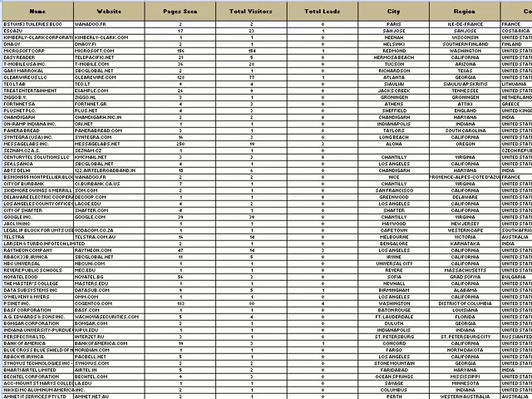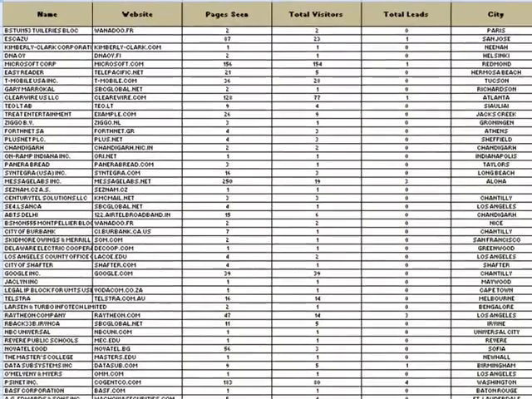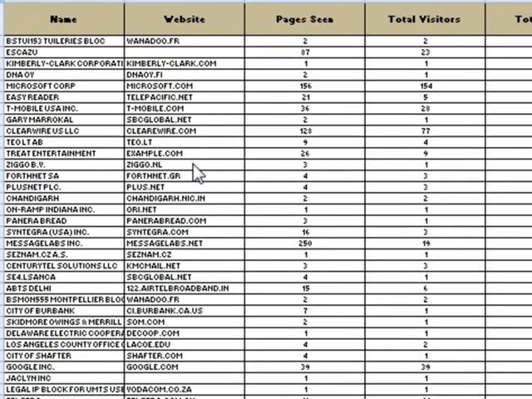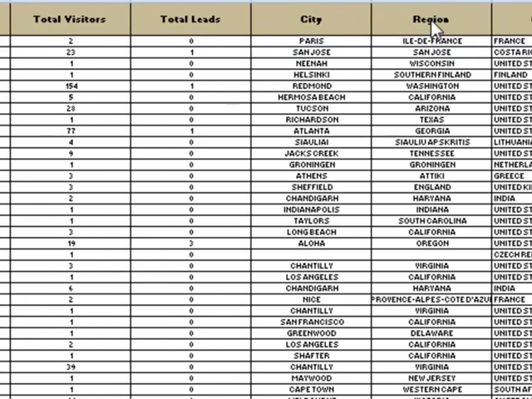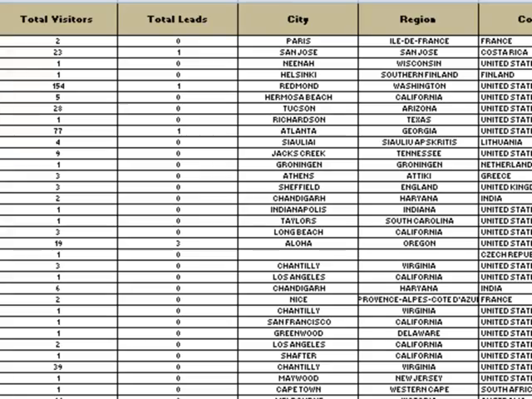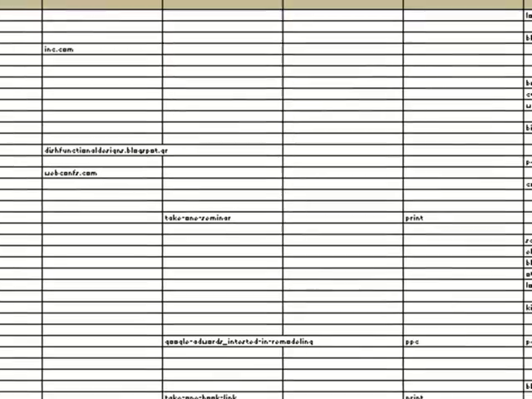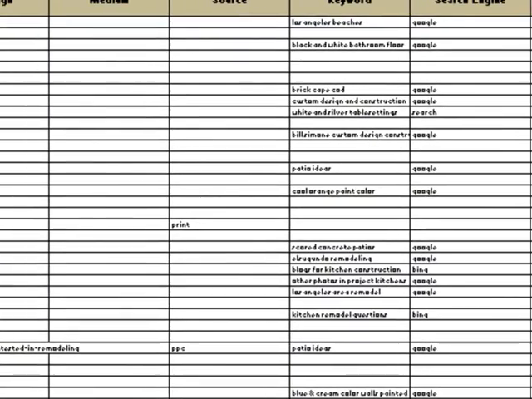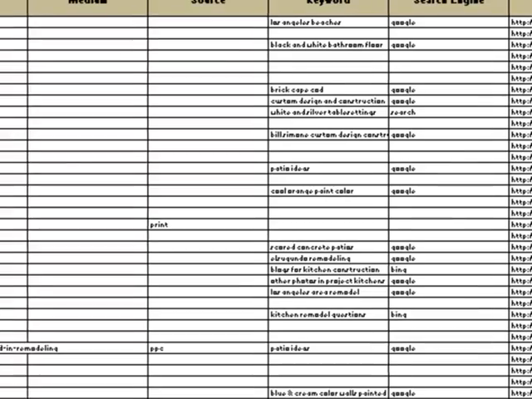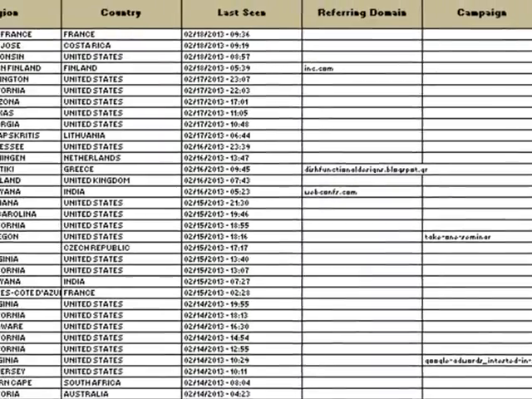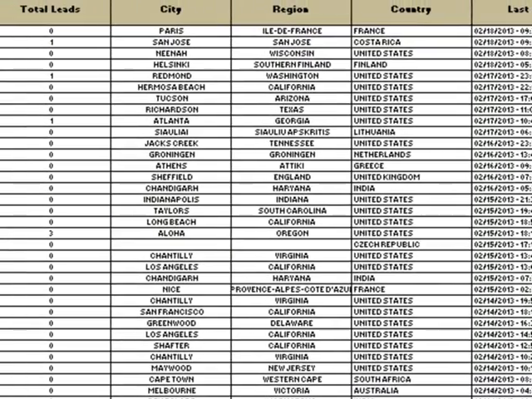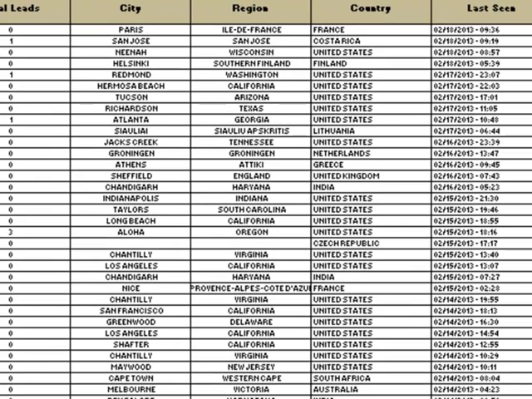So what we've done here is we've downloaded the CSV file like I showed you just now, and we've cleaned it up a little bit to make it a little more user-friendly. You can see up here at the columns, this is the visitor data in spreadsheet form: name, website, pages seen, total visitors, total leads, city, region, and it goes on to other things like last seen, referring domain, campaigns, keyword source, search engines, and an actual URL there at the end that you couldn't see very well. That goes to where you can drill down on more information with each prospect.